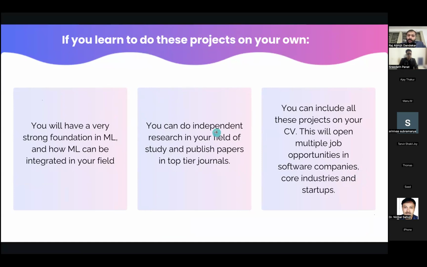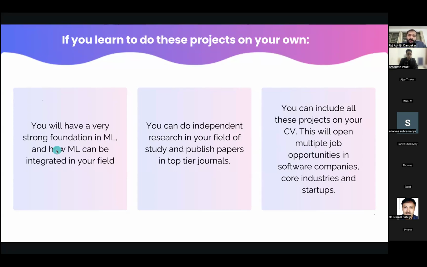The second point is you can do independent research in your field of study and publish papers. So the value of publishing papers needs to be known to you right now. I realized this value much later during my PhD. But even having one research publication in your field can open doors for you in ways you would not have thought. And that is not just for graduate studies, even for job transitions, even for getting roles into startups. People value publications a lot. And so you can definitely include these projects on your CV.